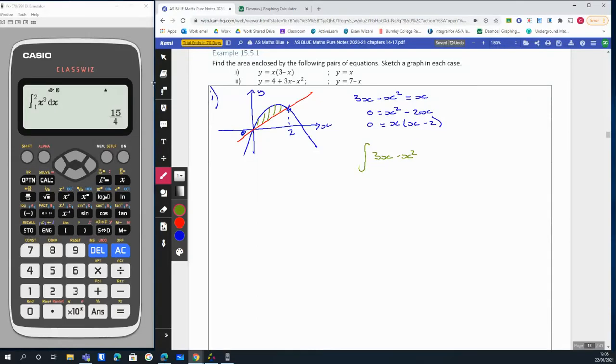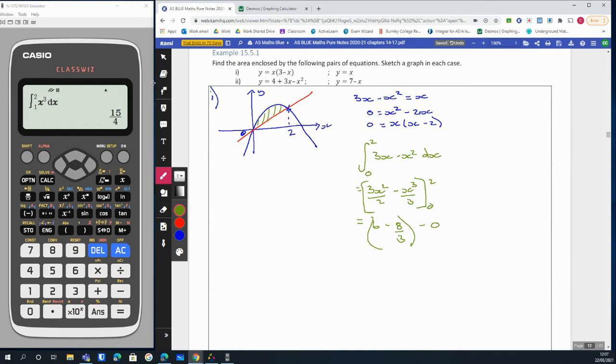So I'm going to integrate the first bit, the curve, between 0 and 2, and that will give me the area that comes all the way down to the x-axis. So when we substitute 2 into there, we're going to get 6. And then I put 2 into there, minus 8 over 3. And then when I put 0 into both of them, I get nothing.